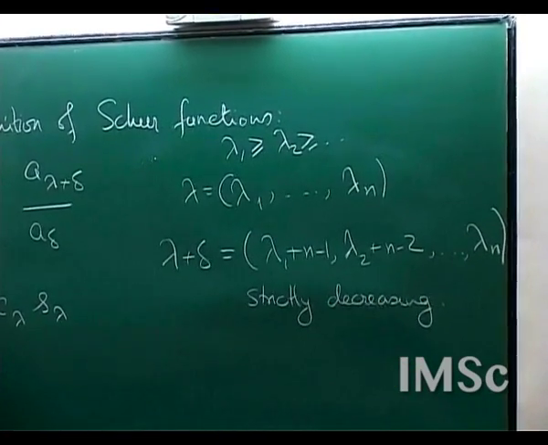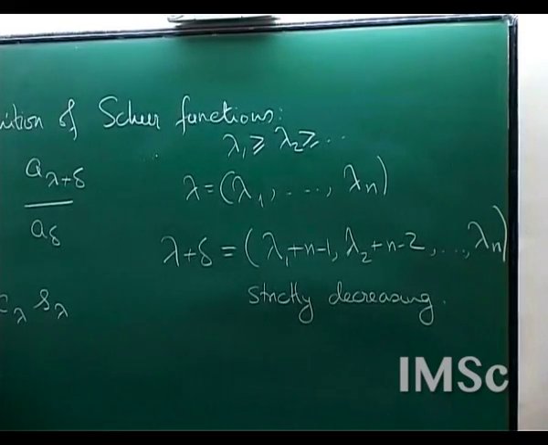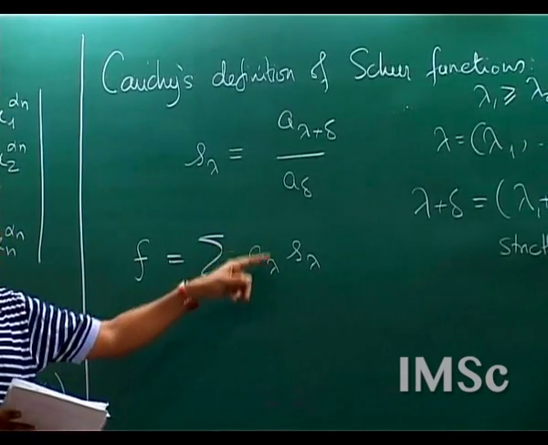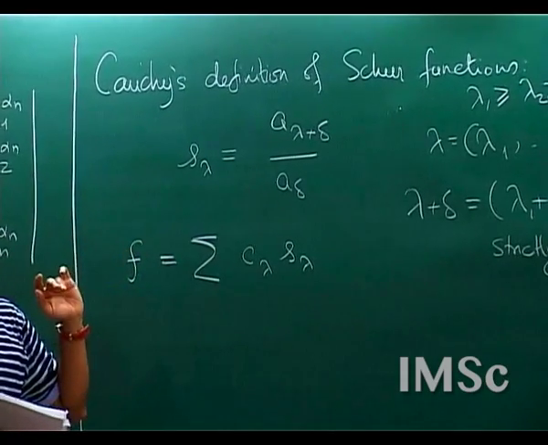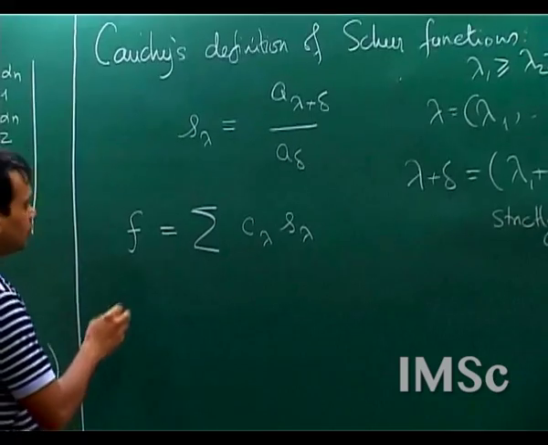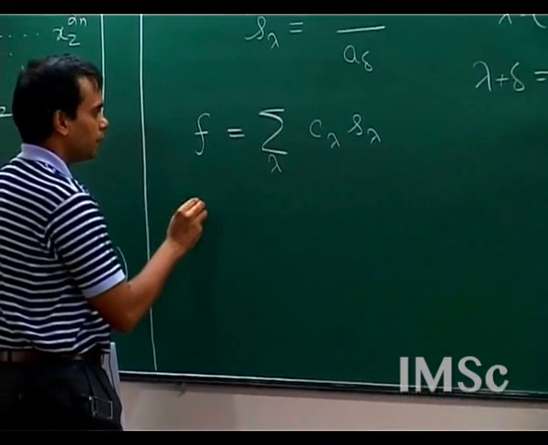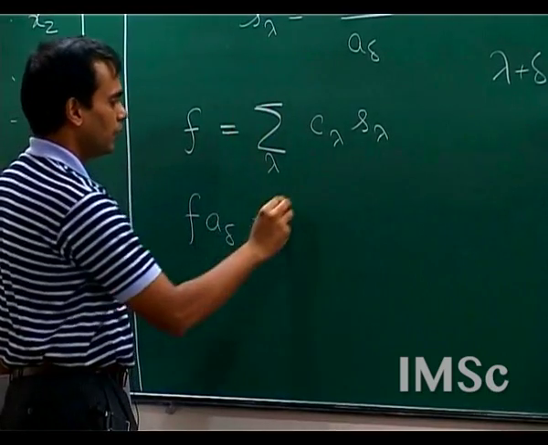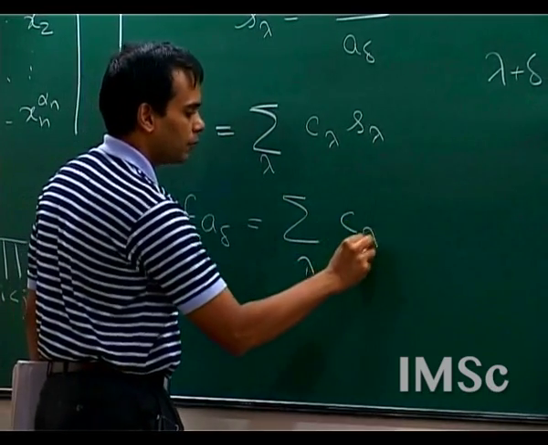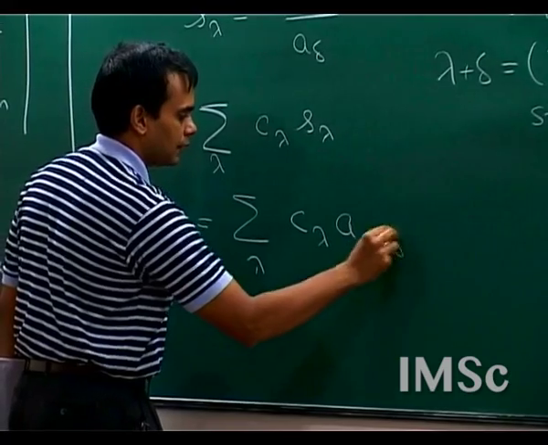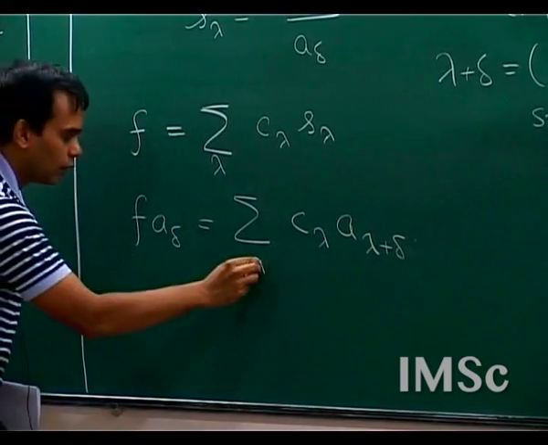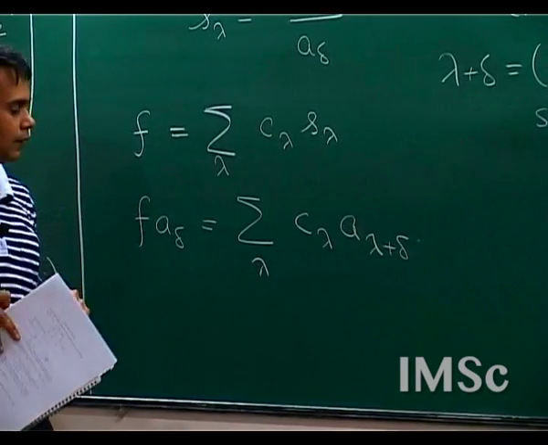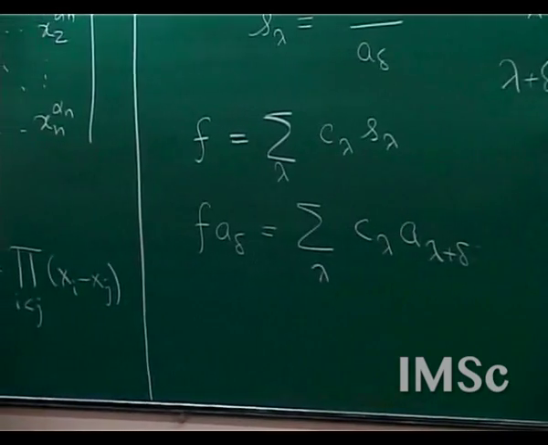Now I'm going to describe a way to read off these coefficients from the expansion. So what you can do is you just write f times a delta. Now by this formula you get the sum over lambda of c lambda a lambda plus delta. Now I want to somehow from here read off c lambda. And let's just look at this determinant in order to do that.